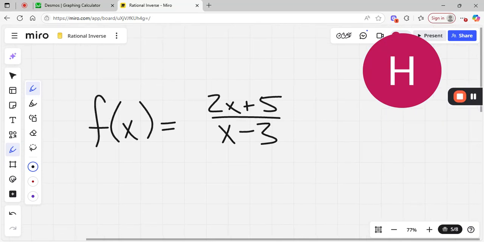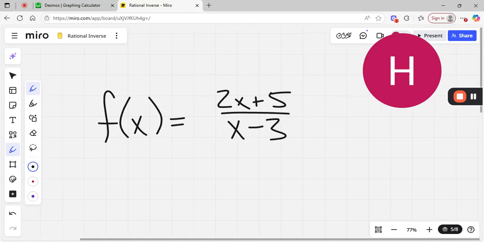You'll know that rational functions have a domain restriction. If you're unfamiliar with domain restrictions, check out my video on the 3 main types of domain restrictions. I will put the link for that in the description.